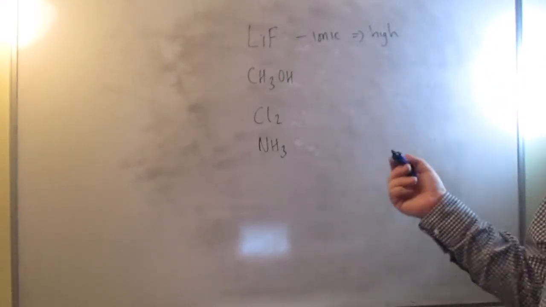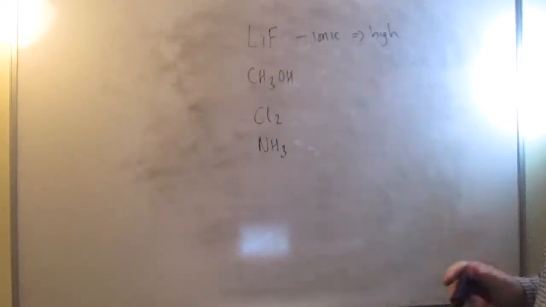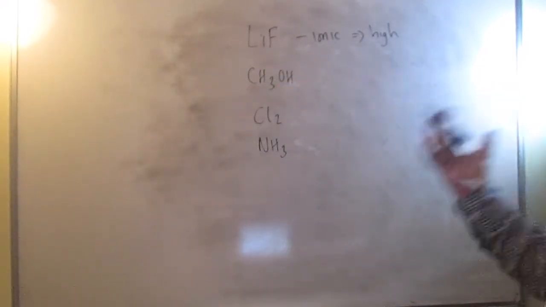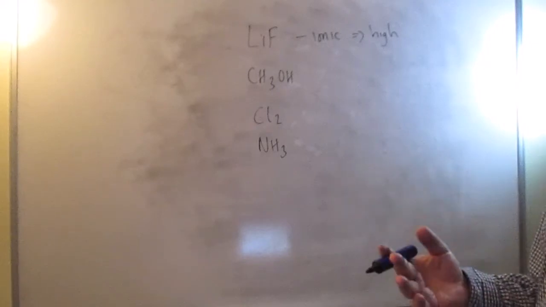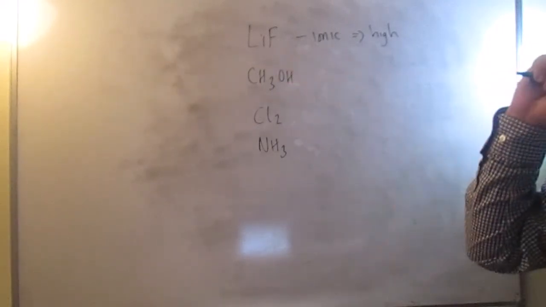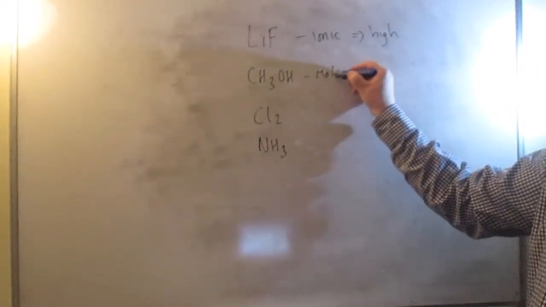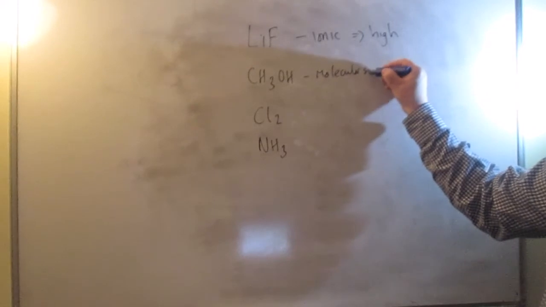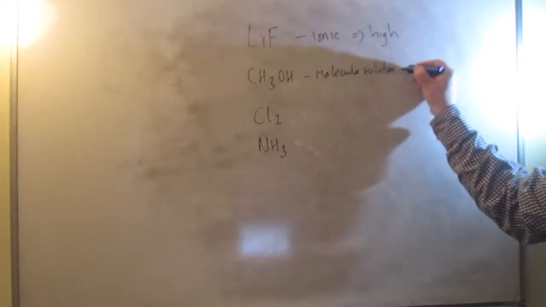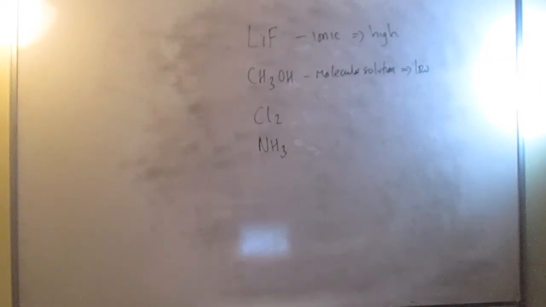Methanol dissolves in water because it can form hydrogen bonds to the water using its OH group, but when it does that, it's still just a molecule. So there are no delocalized electrons, they're all contained within the molecule, and there are no ions. So that's just a molecular solution, and therefore we'd expect that to have a low conductivity, so that's a candidate.